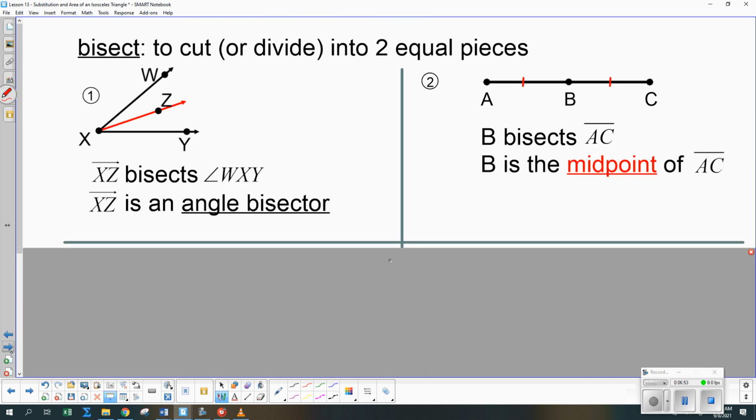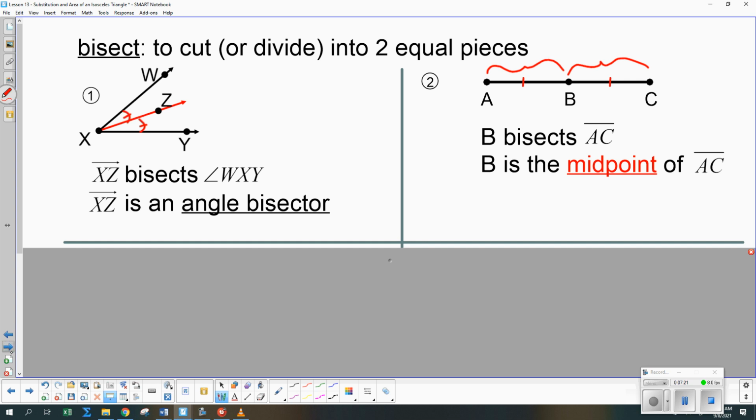A little bit of vocabulary. Bisect simply means to cut something into two equal pieces. I can cut an angle into two smaller congruent angles. I can take a line segment all the way from A to C, and I can cut that in half so that the piece between A and B is the same length as the piece between B and C. And then we have bisected.